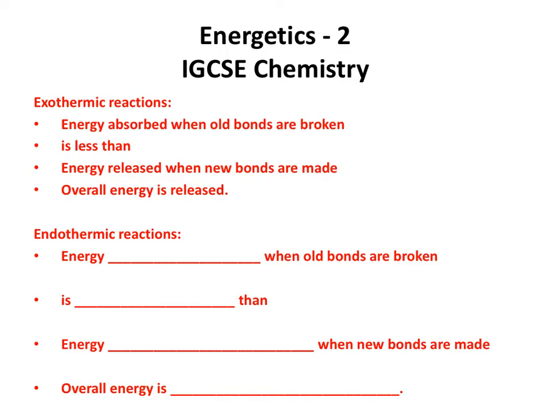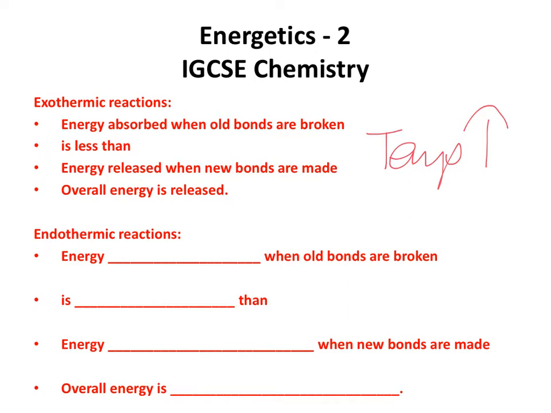So this is the second energetics video, and in this one we're going to mainly look at calculations using bond enthalpies. In the first one we looked at why reactions were exothermic and why reactions were endothermic. And we saw that for an exothermic reaction, the energy absorbed when the old bonds are broken was less than the energy released when new bonds were made, and therefore overall energy is released and the temperature goes up. The opposite was true for endothermic reactions.